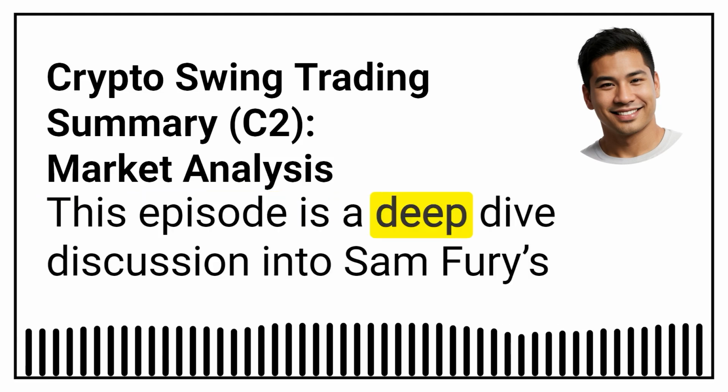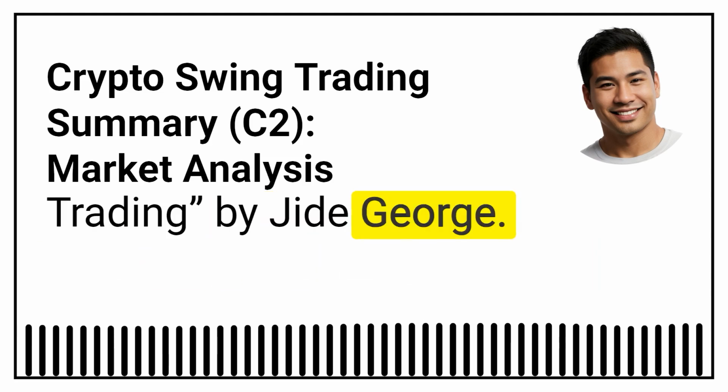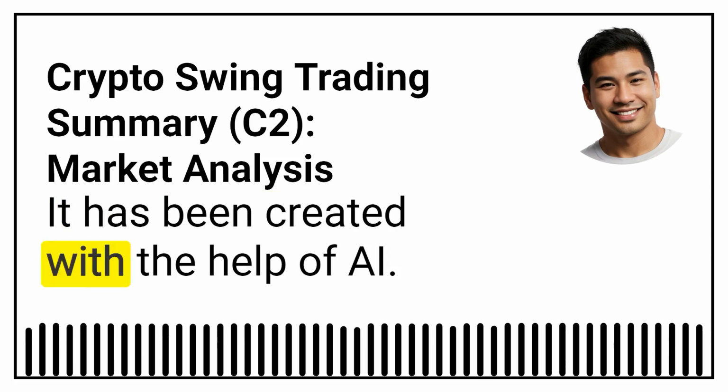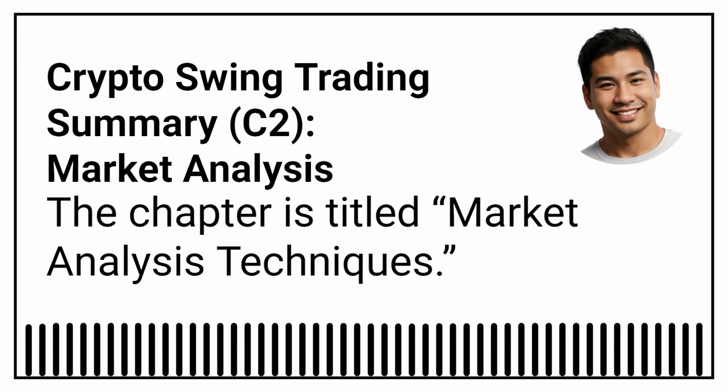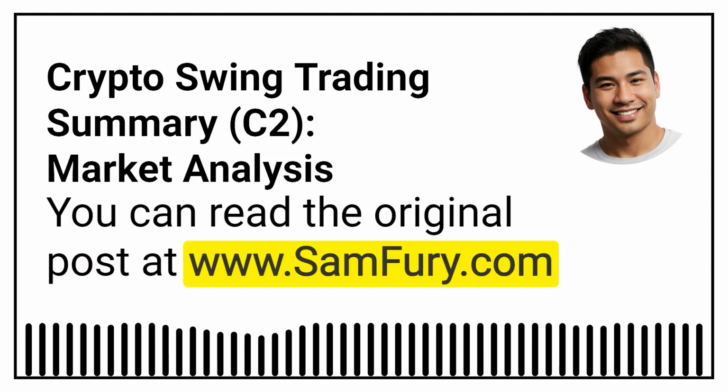This episode is a deep dive discussion into Sam Fury's summary of Chapter 2 from the book Crypto Swing Trading by Jide George. It has been created with the help of AI. The chapter is titled Market Analysis Techniques. You can read the original post at samfury.com.